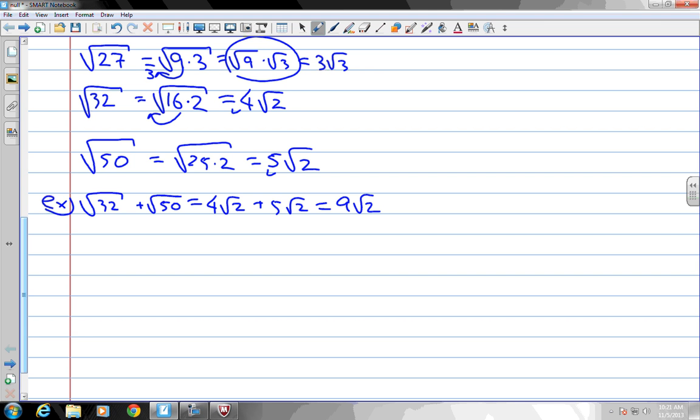Right, just like that would be just like having 5x squared plus 4x. Those are not like terms. Okay.